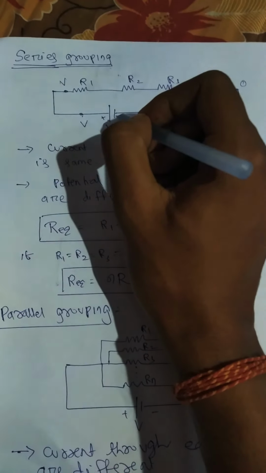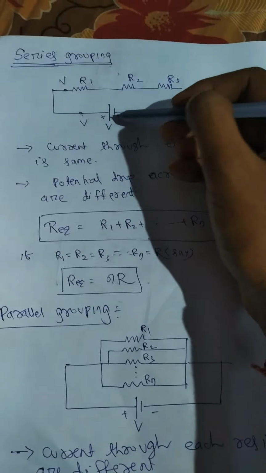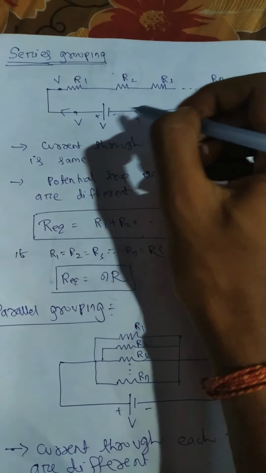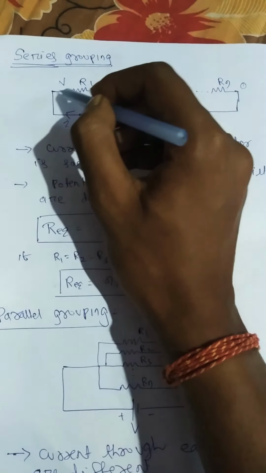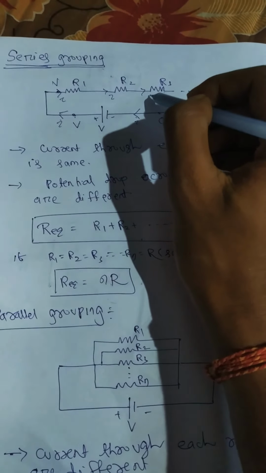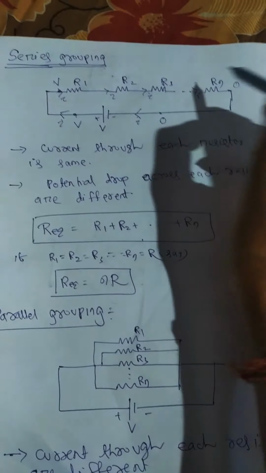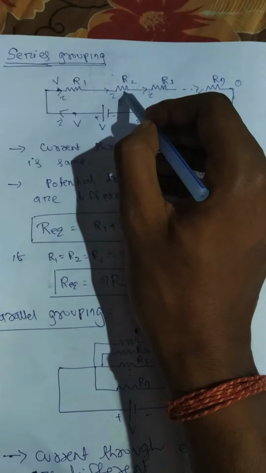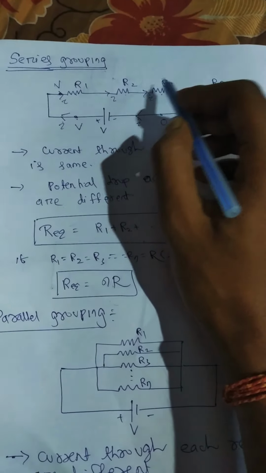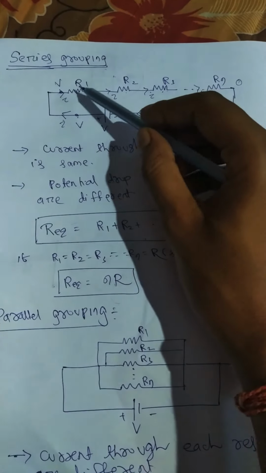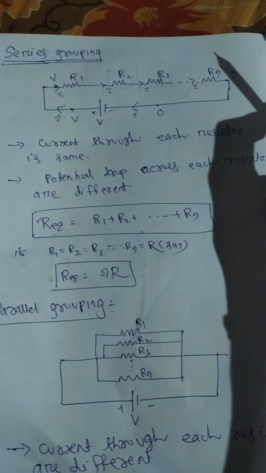As you all know, current starts from the positive terminal and ends on the negative terminal. So this current flows through the resistors. Current I flows through resistor R1, the same current I flows through R2, the same through R3 and Rn. As you can see, the current through all the resistors is the same because there is no sub-branch. This is called series grouping, meaning the currents through each resistor are the same.